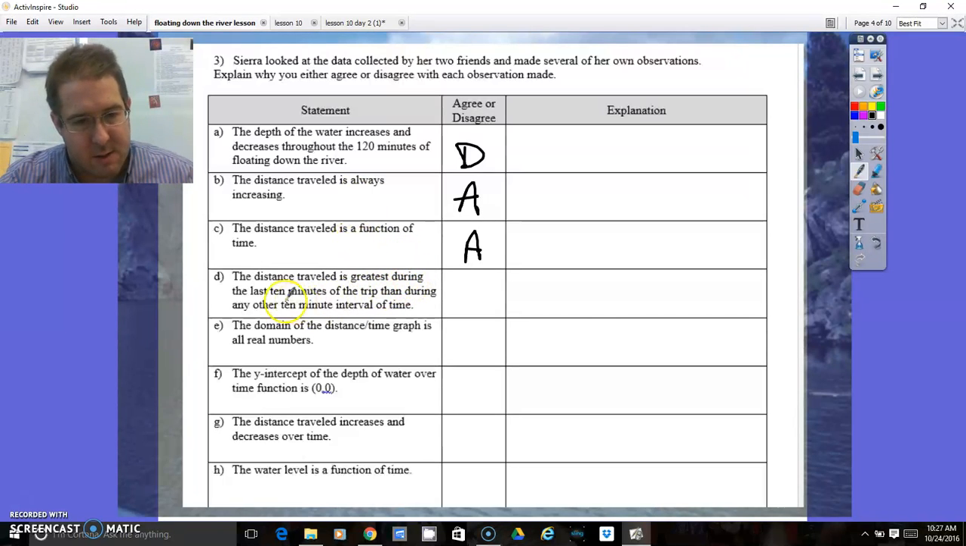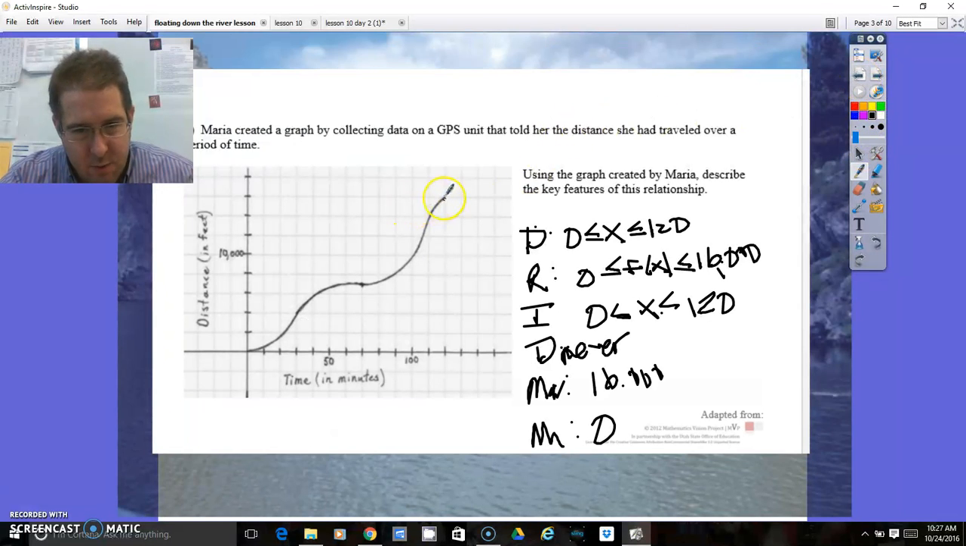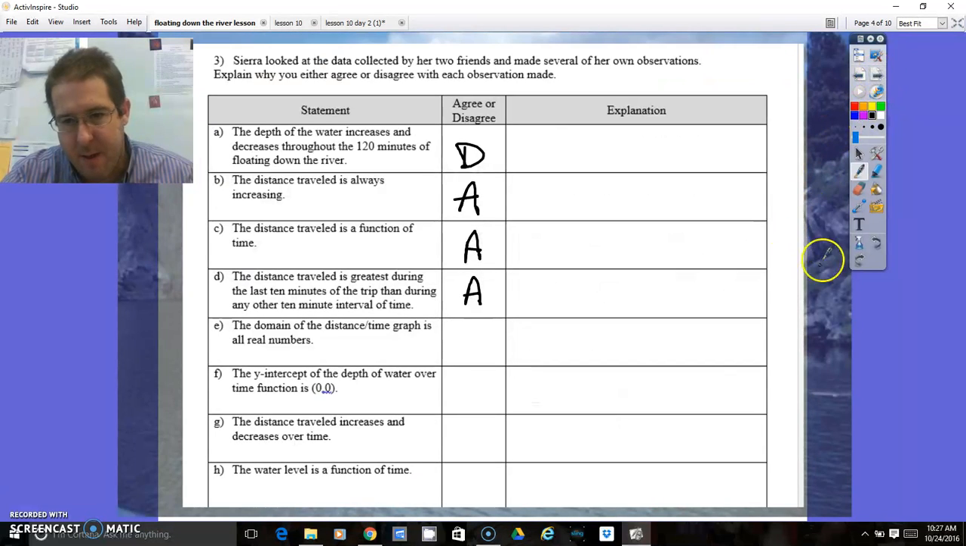The distance traveled is the greatest during the last 10 minutes of the trip, compared to any other 10-minute interval. Okay, I would have to disagree with that because I think it's pretty constant the entire time. Does it really go up the most right here in the last 10 minutes? No, I'd have to disagree with that. It does not go up the most in those last 10 minutes. In fact, it starts to level off. It doesn't go up very fast.